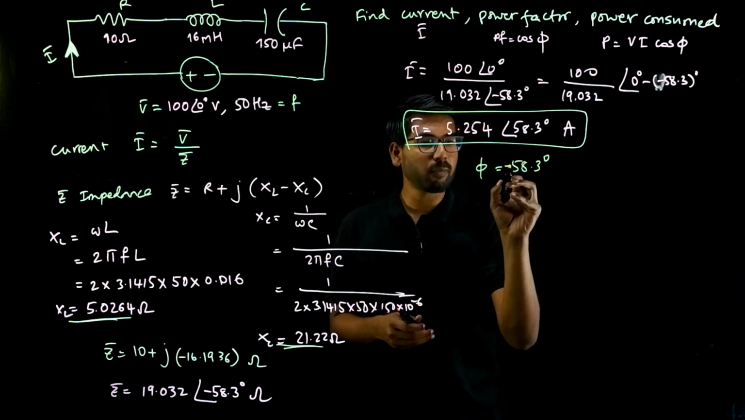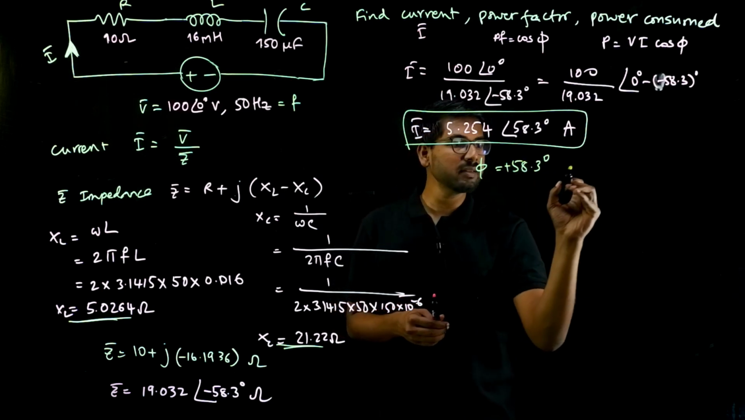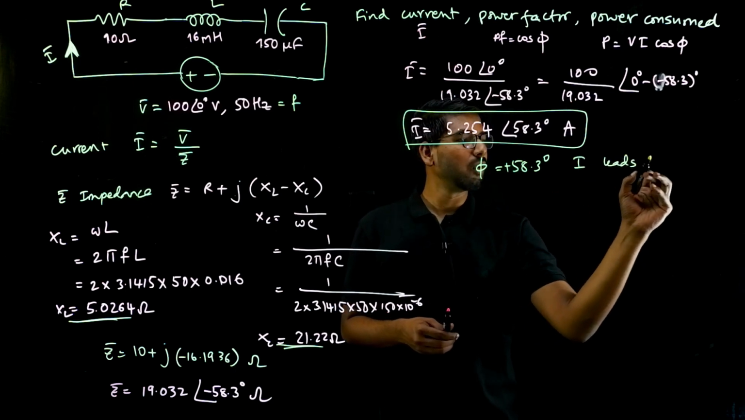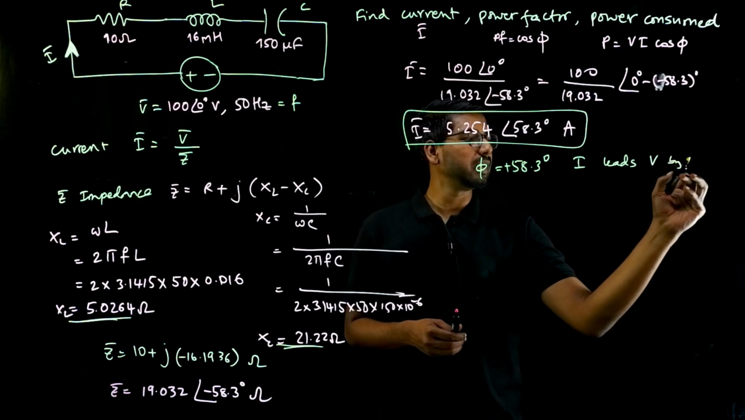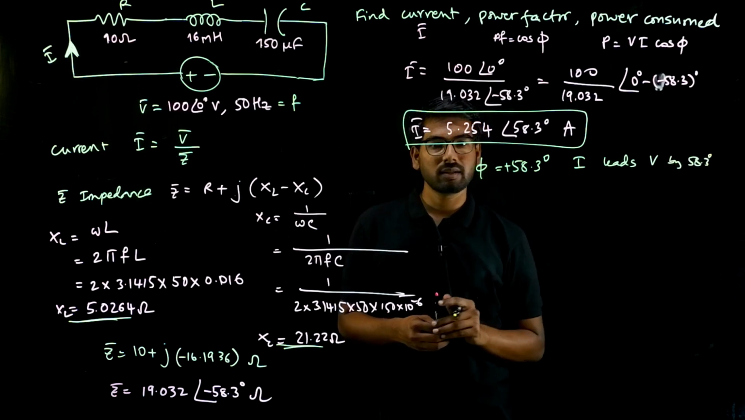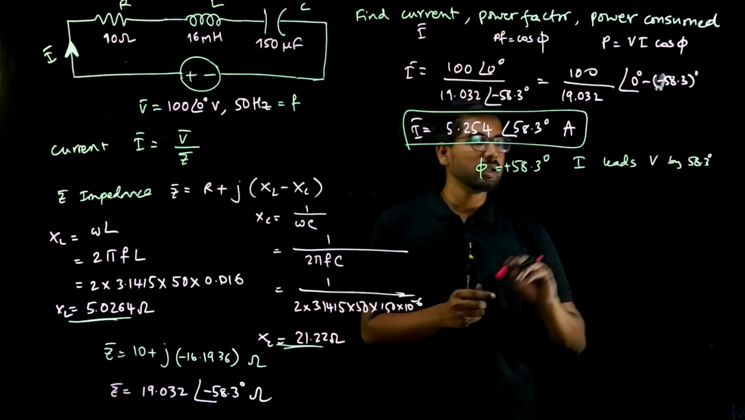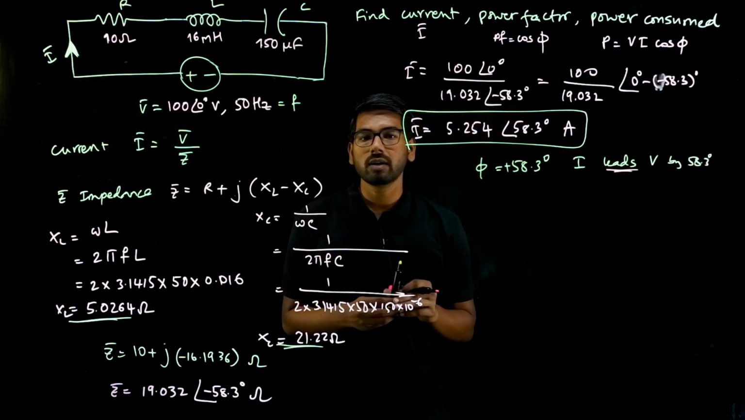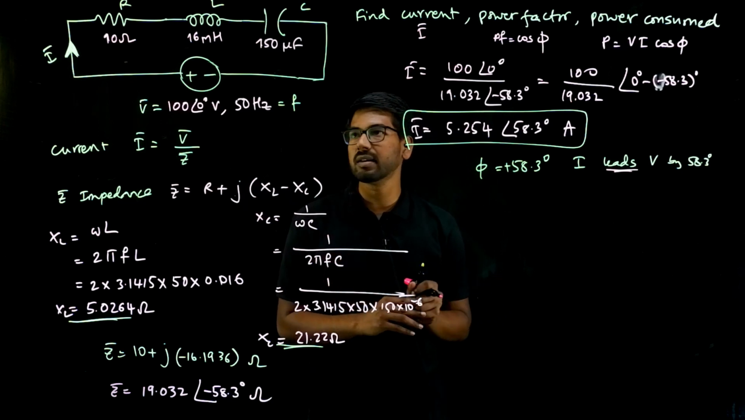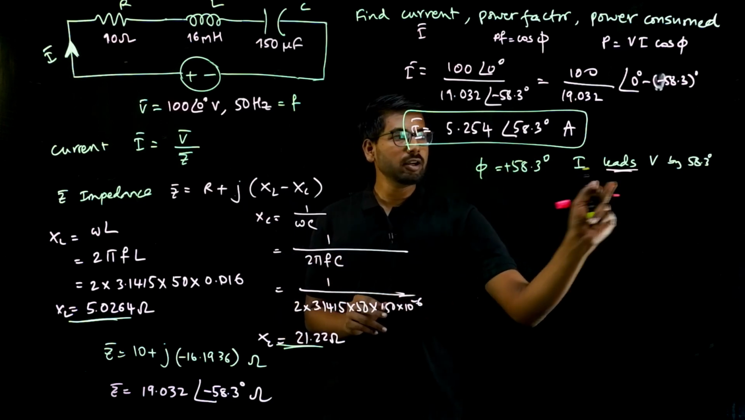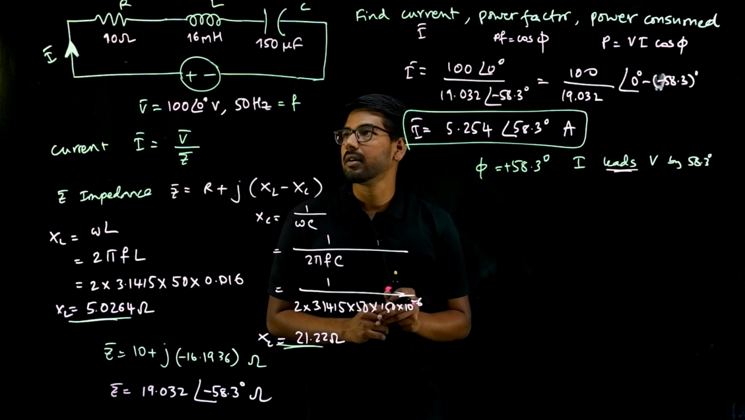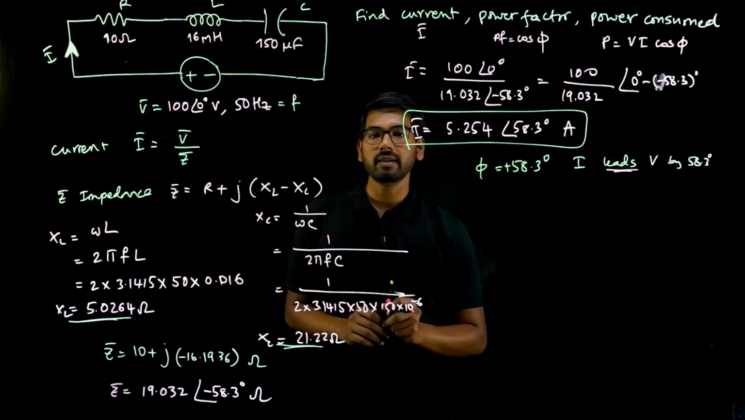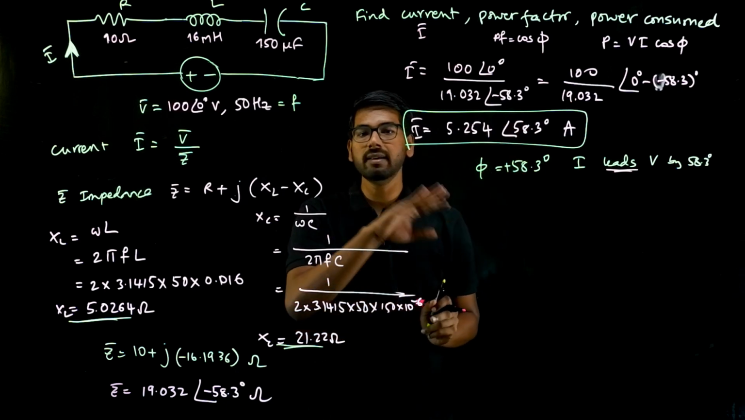Phase angle is positive in this case, so that means the current leads the voltage by 58.3 degrees. Okay, so this is all of AC. As we know, all of alternating current, or single phase AC, is about finding this leading or lagging angle. So if voltage is at 0 degrees and current is at positive 58.3 degrees, I leads V.